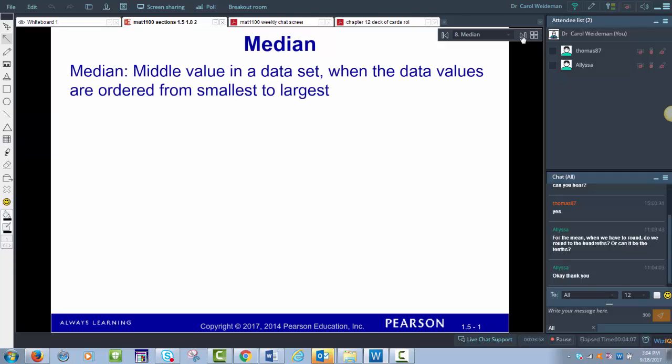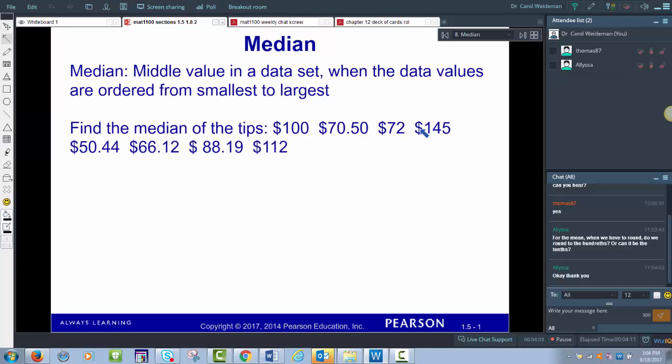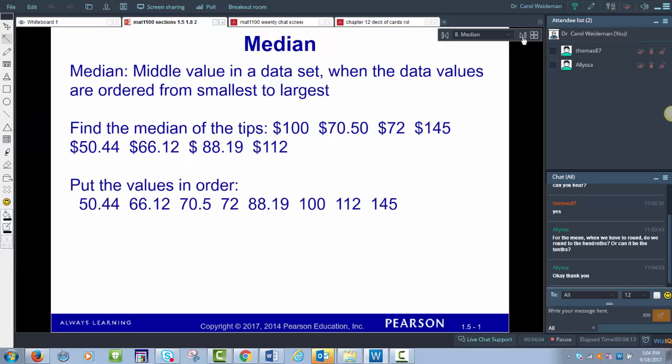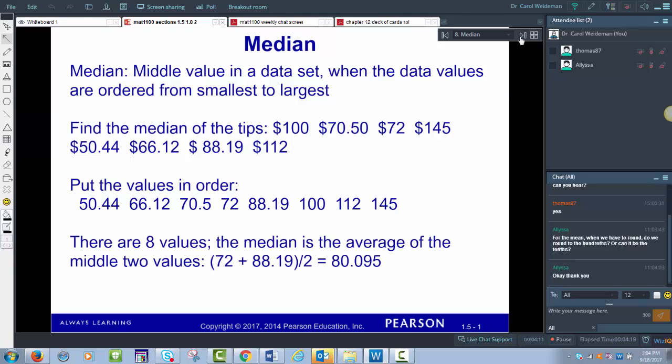Okay, another measure of the center of a data set is called the median, and that's the value in the middle when we put the data in order. So if we go back to the tips example, if I put those data values in order from smallest to largest, and remember there were 8 in this data set. So when there's 8, the median is going to be the average of the middle 2.